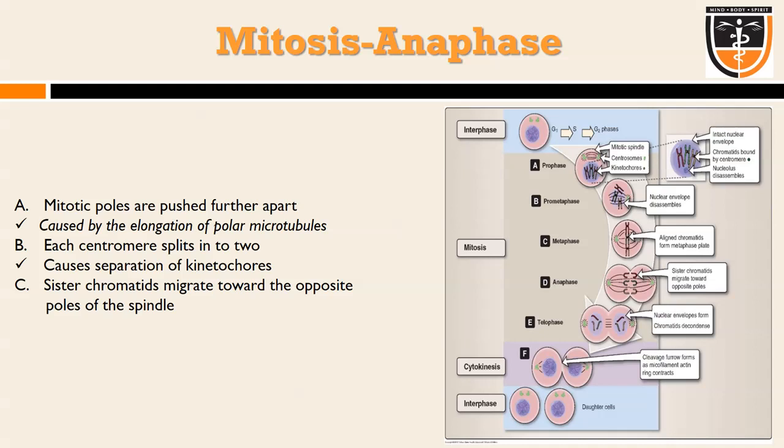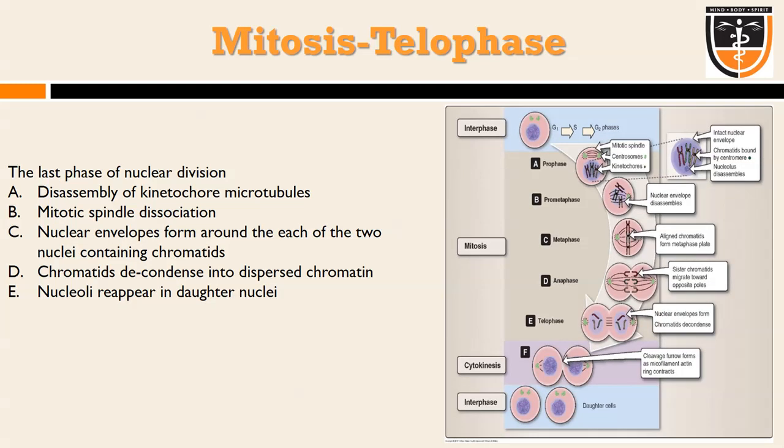All of them are split into two sister chromatids, and they're all pulled apart and moved to the sides of the nucleus before division. Next is telophase. So telophase is this. It's the last phase of nuclear division.